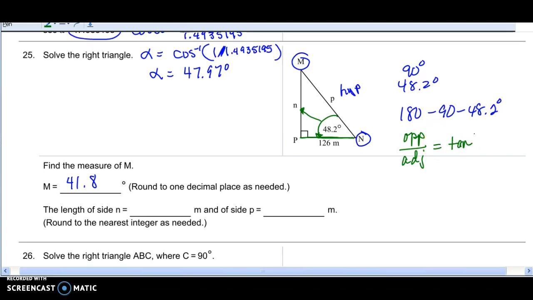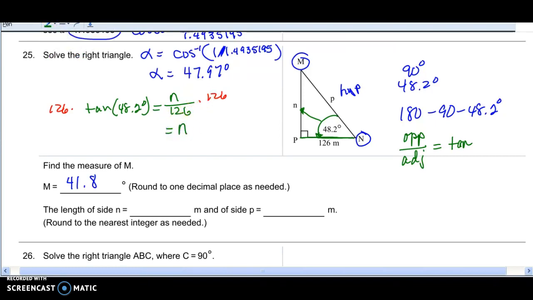So let's use the tangent function to find side N. I know that the tangent of that angle, which is 48.2 degrees, is going to be equal to the opposite, which is N, over the adjacent, which is 126. Tangent is opposite over adjacent. I can take this and very easily solve for n by multiplying both sides by 126. So, work on calculating that value of n.